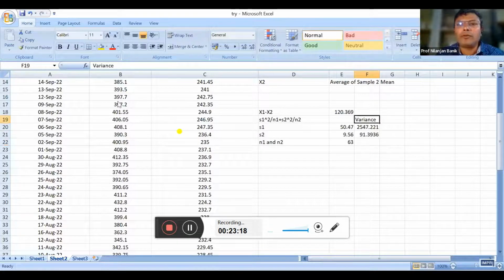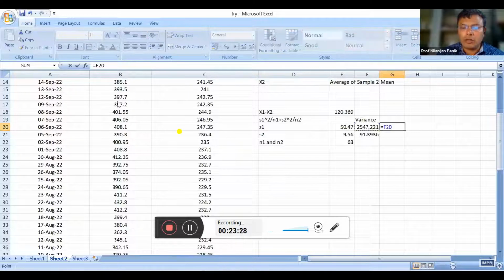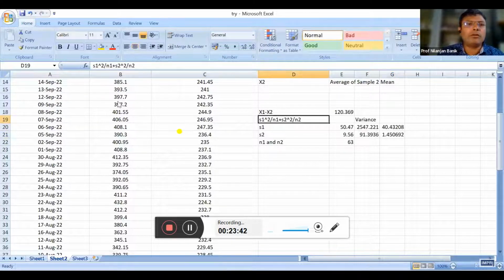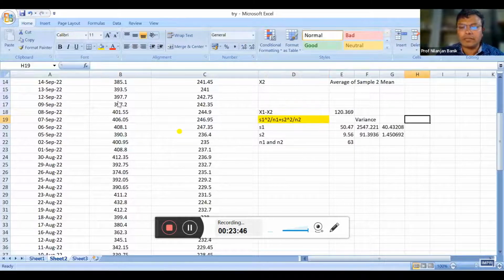Now all we have to do is, because we know this, s1 square over n1 would be this over 63, and this would be this over 63. This is what I'm getting. And finally, if I look into this number, I'm getting this is equal to this plus this.